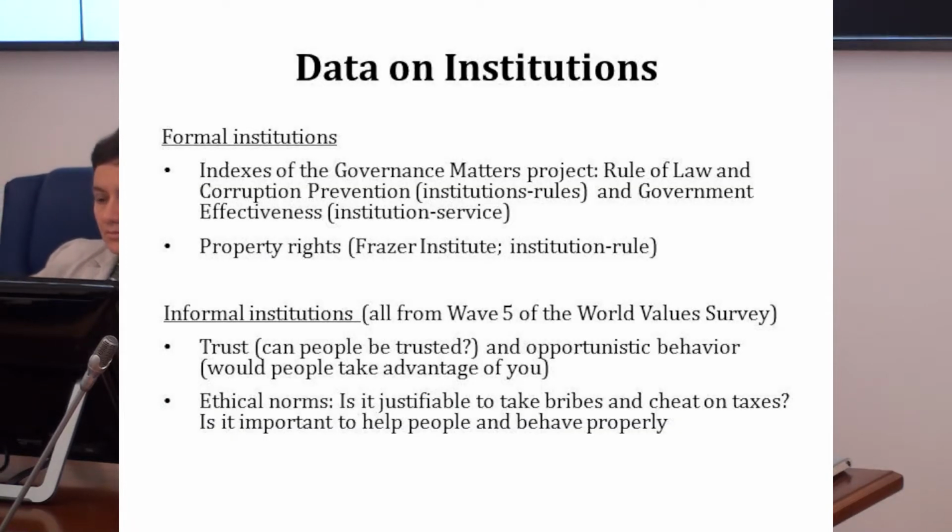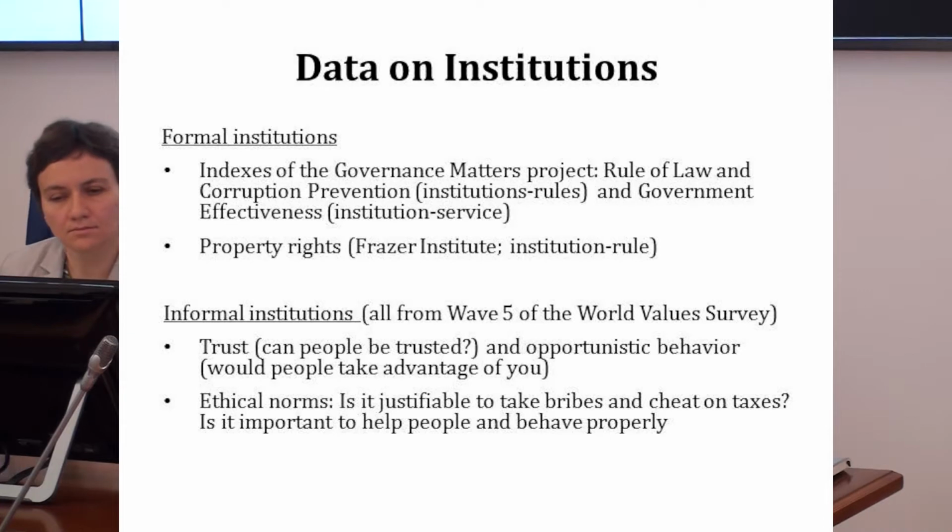What kind of data on institutions do we have? Of course, we use standard institutional measures, indexes of the Governance Matters project: rule of law and corruption prevention, and these are our proxies for institutions' rules. And government effectiveness and regulatory quality, these are our proxies for institution services. Property rights is another example of institution rules.